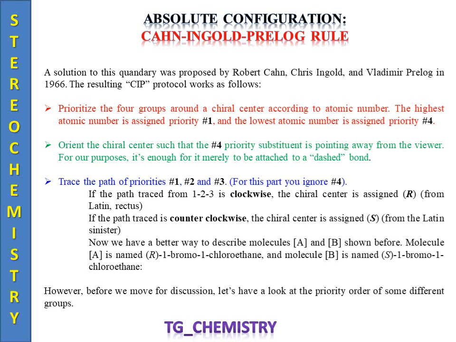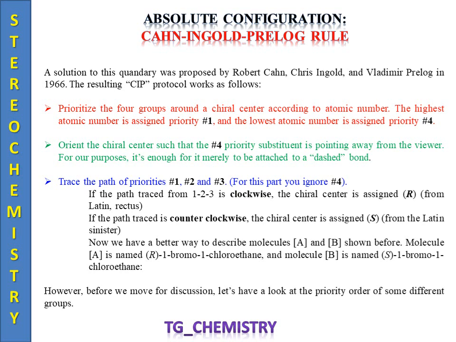Now we have a better way to describe the molecules A and B as I have shown before, and the molecule A will be termed as R-1-bromo-1-chloroethane and the molecule B should be named as S-1-bromo-1-chloroethane. However, before I move into the discussion with details with the RS nomenclature, I would like to share with you a look at the priority order of some different groups.